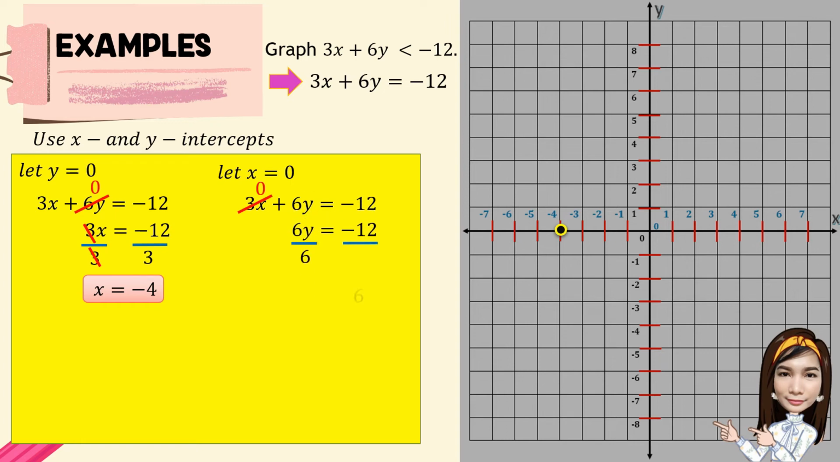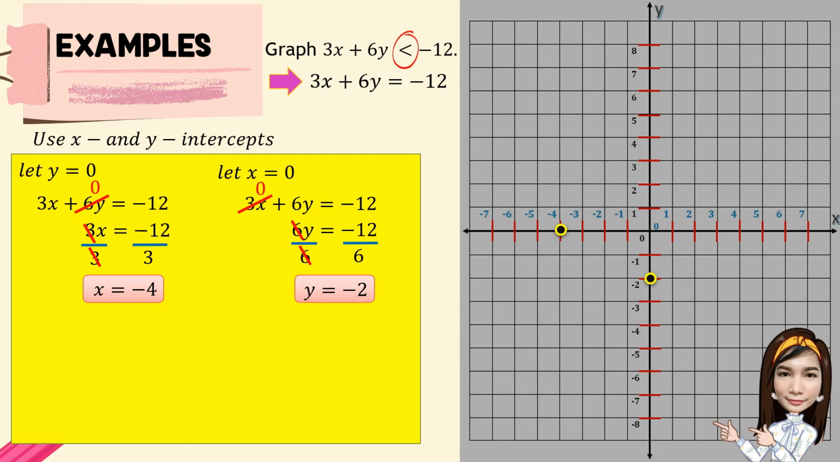Then divide both sides by 6. So 6 divided by 6 is equal to 1 times y is equal to y equals negative 12 divided by 6 is equal to negative 2. So the y-intercept is negative 2, and that is located on the y-axis below the origin.